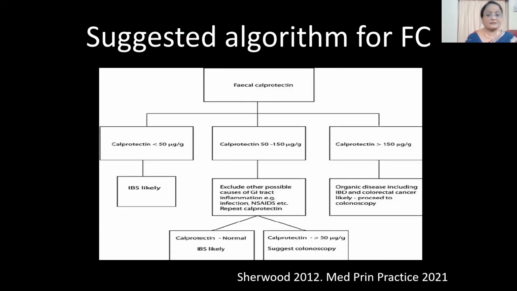So this is the suggested algorithm for FC by Sherwood in 2012, which has been published again in 2021. When it's less than 50, it is probably IBS. If it is more than 150, then you think of IBD and you do endoscopy. But if it's between 50 and 150, you look at other things, such as whether they are on NSAIDs, look for other causes, and repeat it. If it is less than 50, you think it's IBS, but when it's more than 50, you suggest a colonoscopy. Very simple.